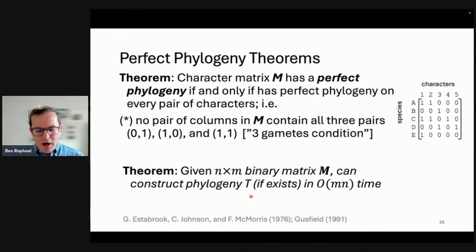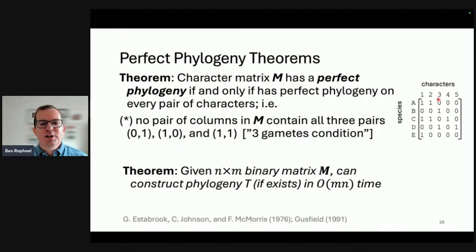So now, under this assumption, there's a very simple and straightforward characterization of the tree and a very simple and straightforward algorithm to build the tree from the data. It turns out you can look at the 0-1 matrix and you just have to check, is there a tree that will have the leaves labeled by the rows of this matrix? There is if and only if no pair of columns contain all three pairs of 0,1; 1,0; or 1,1. This is the so-called three gametes condition.